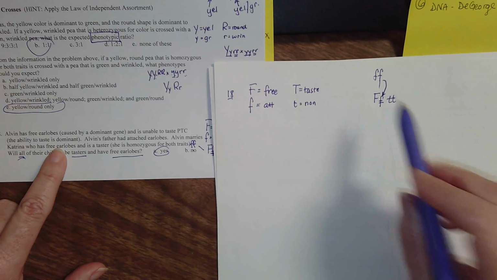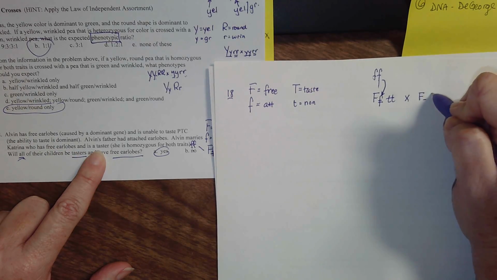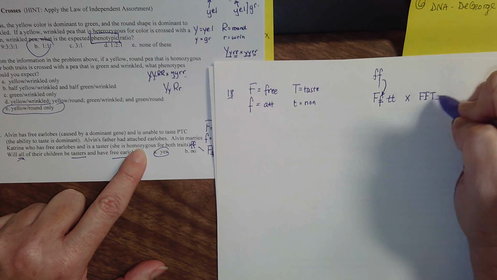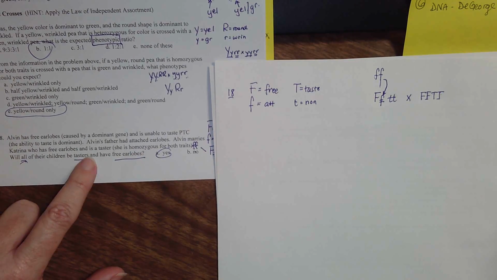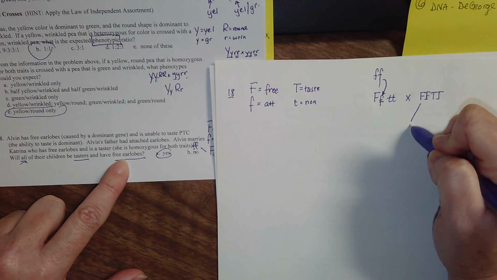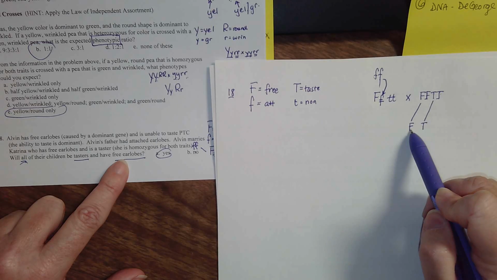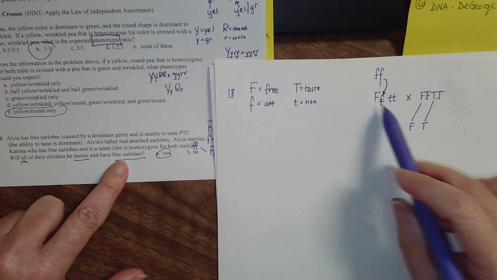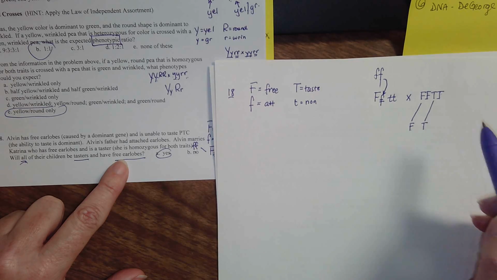Alvin marries Katrina, who has free earlobes and is a taster. So she has free earlobes and is a taster, both dominant traits, and she's homozygous for both traits. All right. Will all of their kids be tasters and have free earlobes? Well, because Katrina can only contribute a big F and can only contribute a big T, all of their offspring are going to have a big F and a big T, regardless of what Alvin contributes. So that means that all of their children will be tasters and they will all have free earlobes.